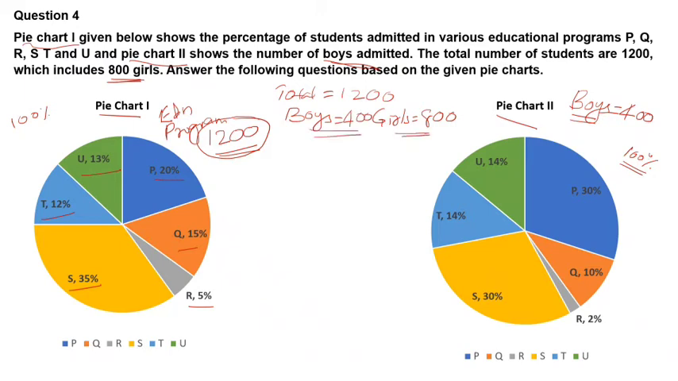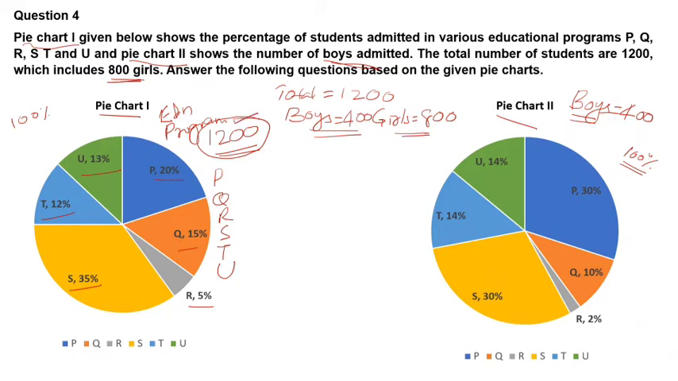Answer the following questions based on the graph. Before going to the questions, let us write something here, students. Here P, Q, R, S, T and U, these all are the segregations. So total we have how much? Total we have 1200.